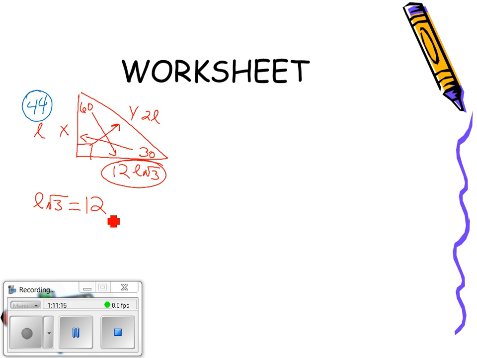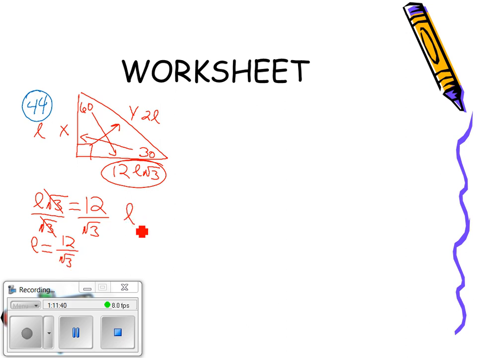If you have a Casio calculator, a lot of them will do radical form for you. If not, then you just have to do it out longhand like I'm getting ready to do. Divide both sides by the square root of 3. We have to figure out what L is so that we can find these other sides. These cancel, and you're left with L equals 12 over the square root of 3.